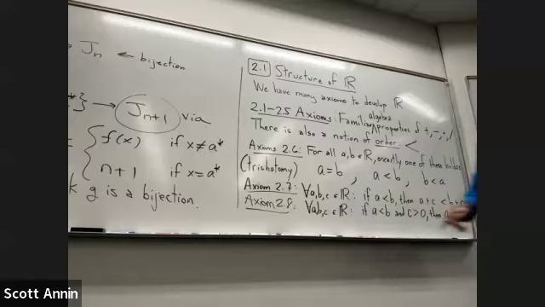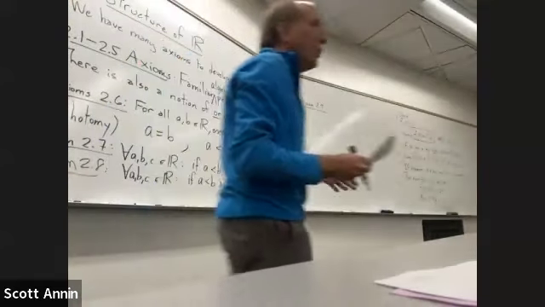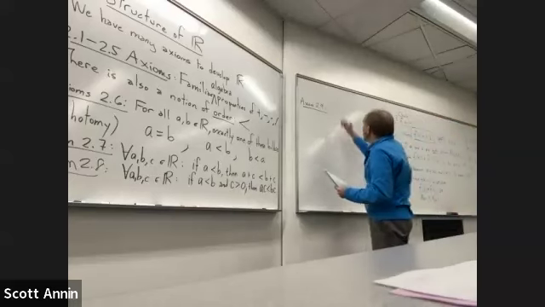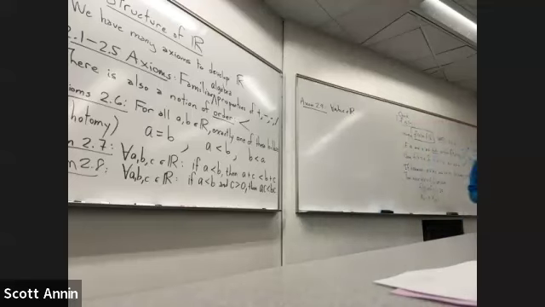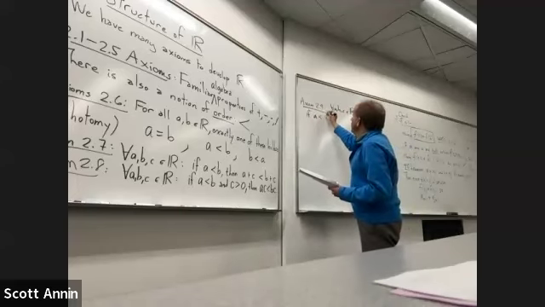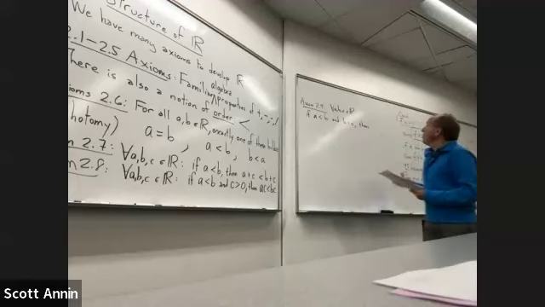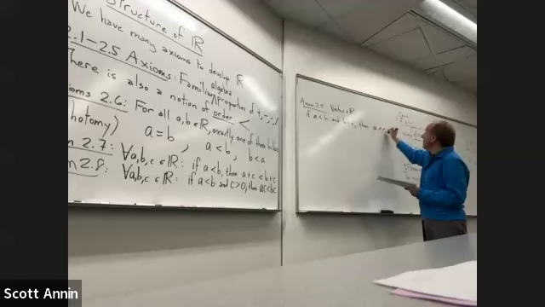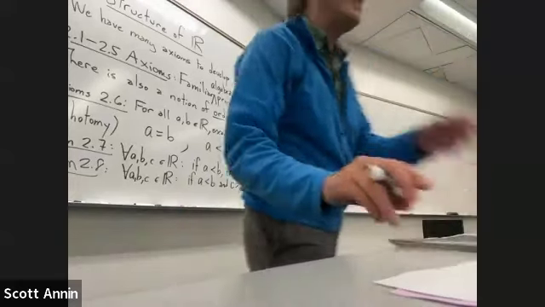Let me write down one more here, 2.9. So there's already 9 axioms. Again, I didn't write down the first 5, the algebra axioms. You can look those up in the book if you'd like to. But let me just write this one down. Axiom 2.9: for all A, B, and C in the real numbers again, starting off the same way. If A is less than B and B is less than C, then A is less than C. It's some kind of a transitive property of inequality. There's nothing too surprising about that.